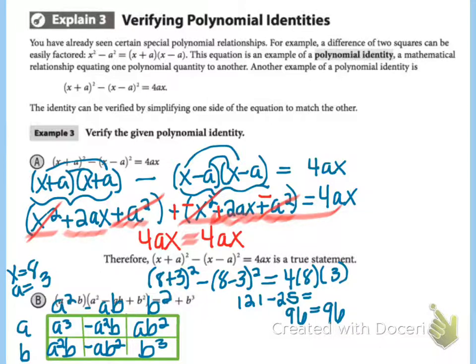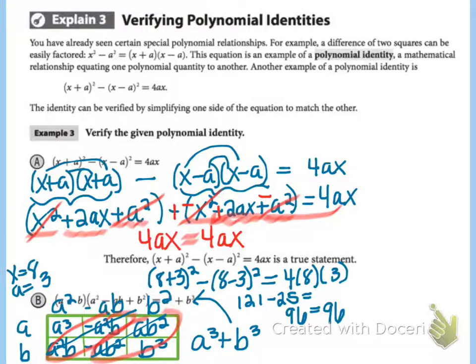Now if you go through and look at your like terms, your first term is that a cubed. And the like terms here on this diagonal, they're opposites, so they cancel out. See how one's a positive, one's a negative? Same thing on the next one. We have a negative ab squared and a positive ab squared. They cancel out. Then all that's left is the plus b cubed. So we were just able to show that, in fact, the left-hand side equaled the right-hand side.